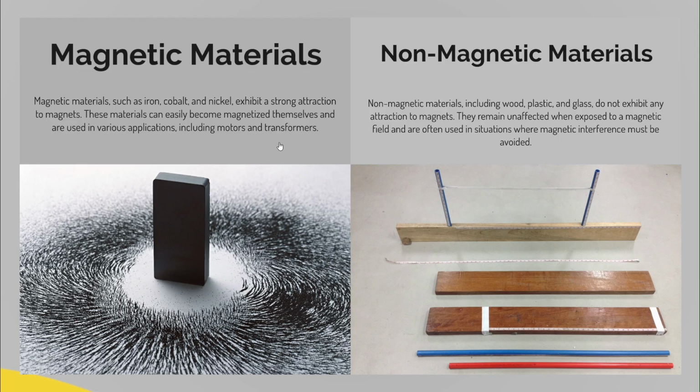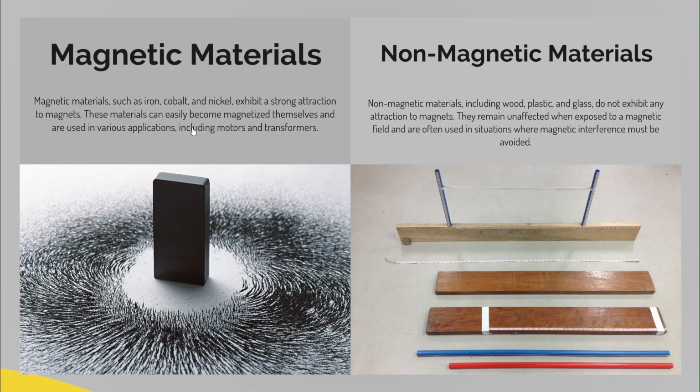So, those magnetic materials contain certain elements like iron, cobalt, and nickel, which exhibit a strong attraction towards the magnet. These materials can easily become magnetized.